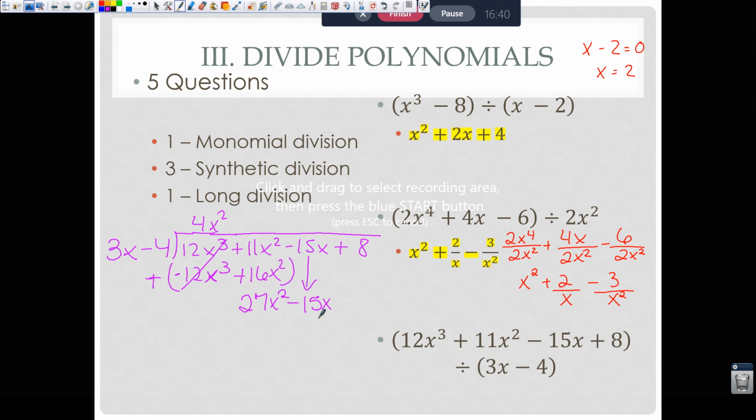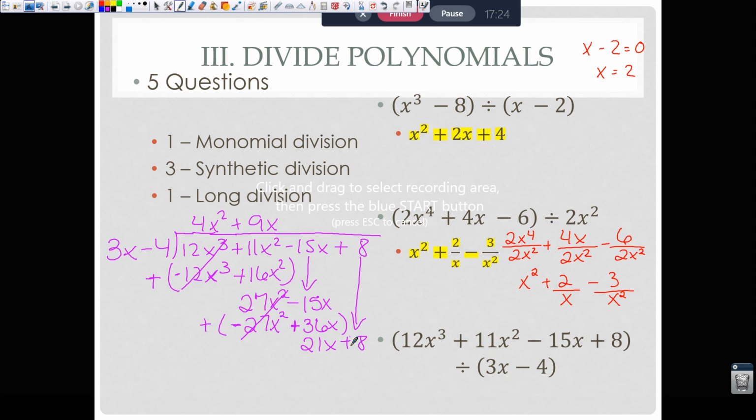Now I need to figure out what multiplies together with 3x to give me 27x squared. Okay, yes, that is 9x. 9x times 3x is 27x squared. 9x times negative 4 is negative 36x. Then we're going to subtract, so I'm going to distribute my negative sign and then add. Those cancel out. Negative 15x plus 36x is going to give me 21x. Going to bring down my 8.